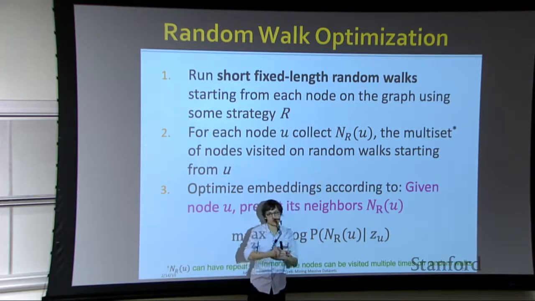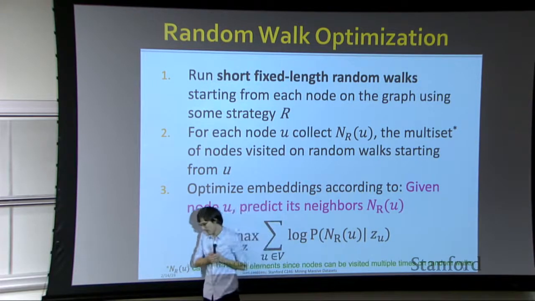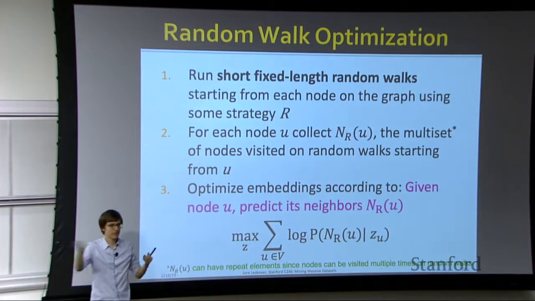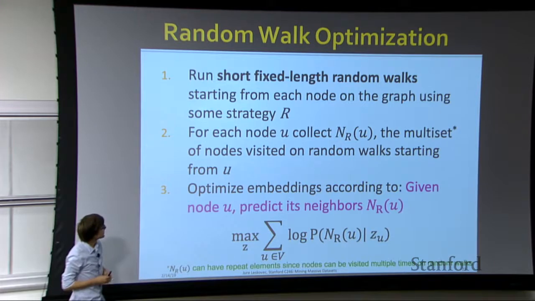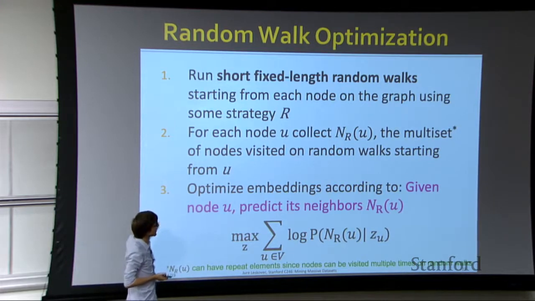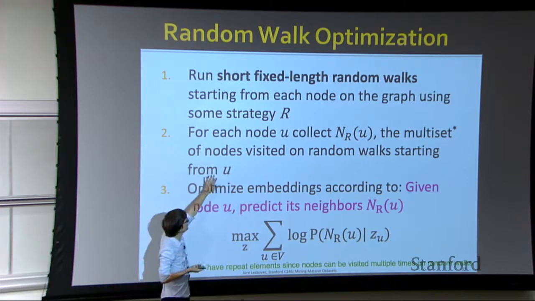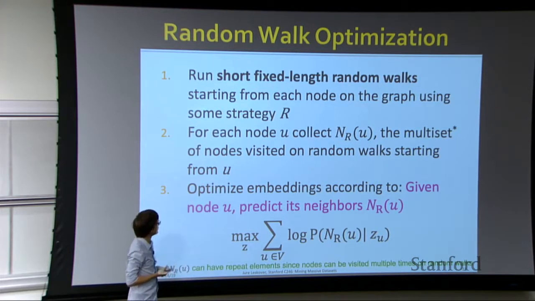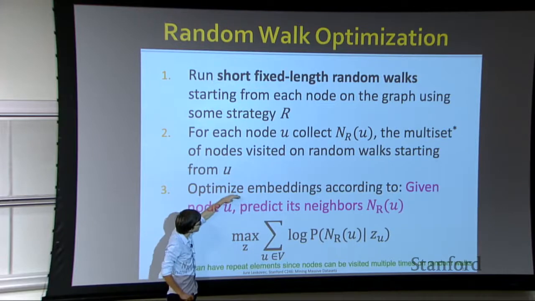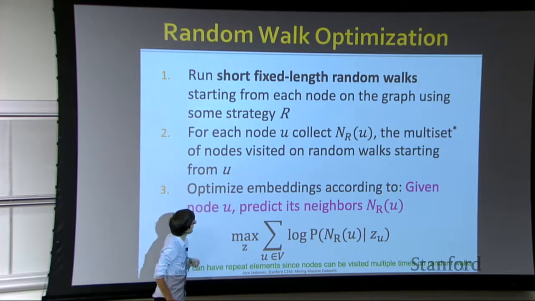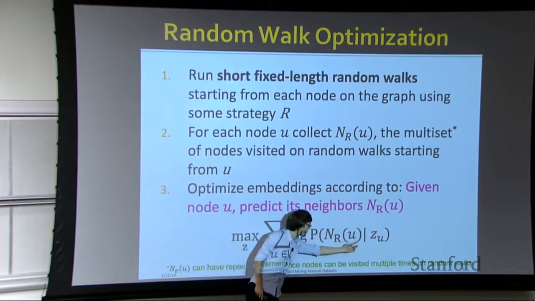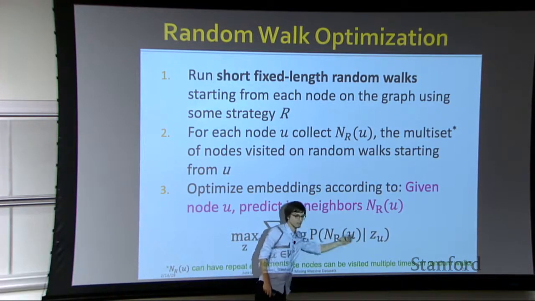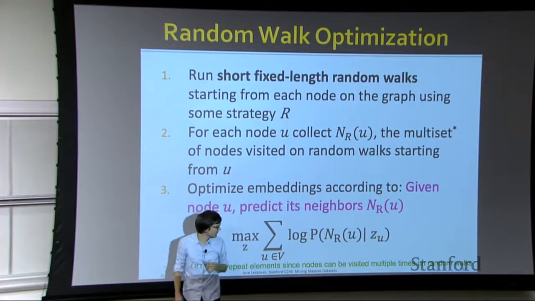The size of the neighborhood set, let's say, is 7 because my random walks take 7 steps before I stop and restart. So each node will collect this neighborhood set N. These are the nodes visited on the random walk starting from node U. And now our goal is to optimize embeddings such that given the node U, we are able to predict who is in the neighborhood of that node.